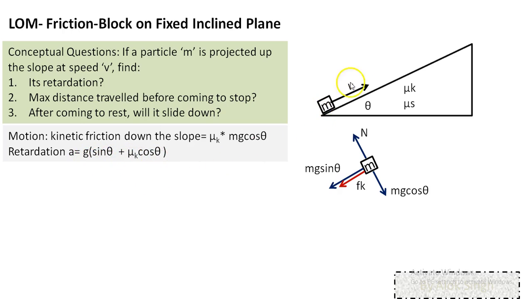So any object moving up the slope without any external force will suffer a retardation equal to g sin theta plus mu k cos theta, as long as there is no external force other than the gravitational force.